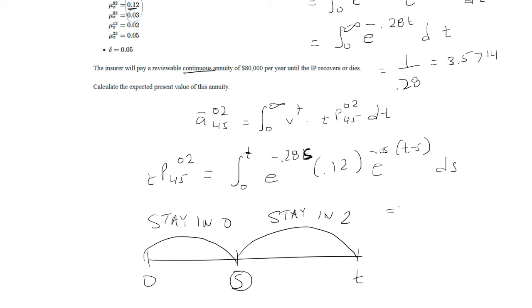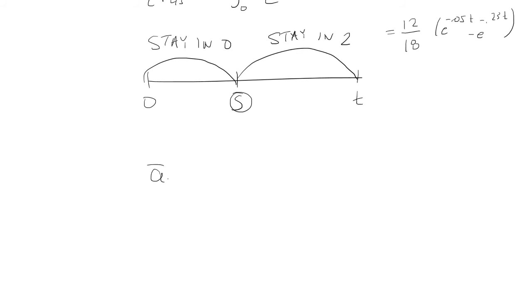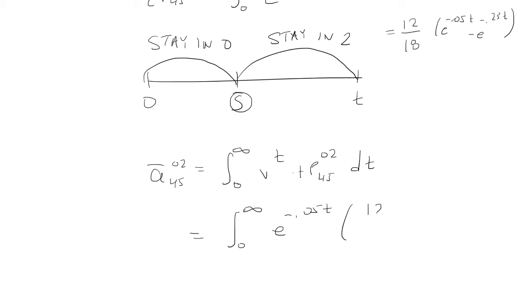So when we find this, we get 12 over 18 times e to the negative 0.05 t minus e to the negative 0.23 t. So when we go back to the integral for the annuity, we're going from 0 to infinity, v^t times tp45 going from 0 to 2. Force of interest is 5%. And then the probability is 12 over 18 times the quantity e to the negative 0.05 t minus e to the negative 0.23 t.